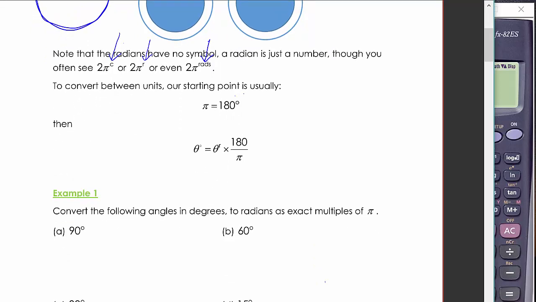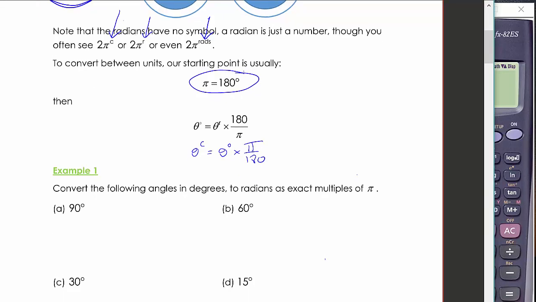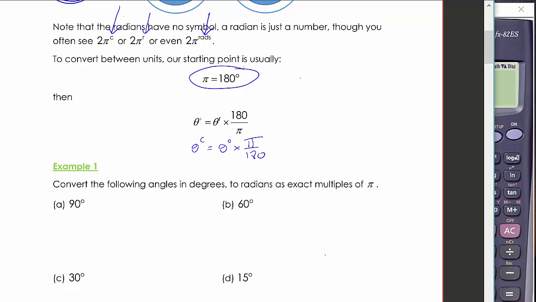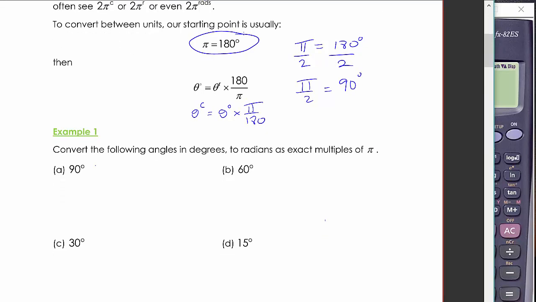So 2 pi is the same as 360. We normally start from pi is equal to 180. If you have theta in radians, you can change it into degrees with 180 over pi. And although I haven't written it in here, to go from theta in degrees to theta in radians, you just turn it up the other way, pi over 180. Quite often what people do for very basic ones is just start with pi equals 180 and then divide both sides by 2. So pi by 2 radians is the same as 90 degrees, and that answers the first part of example 1. So that would be pi by 2 radians.